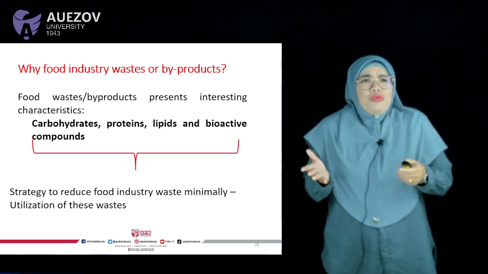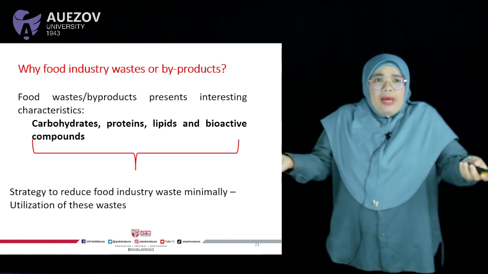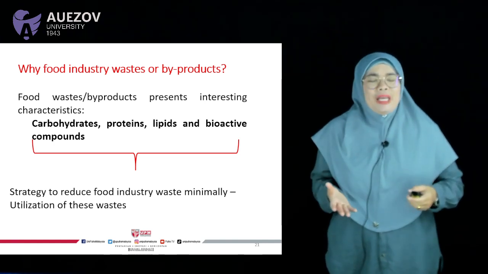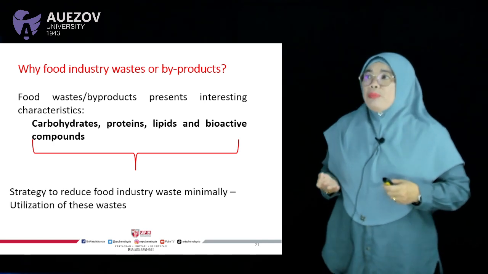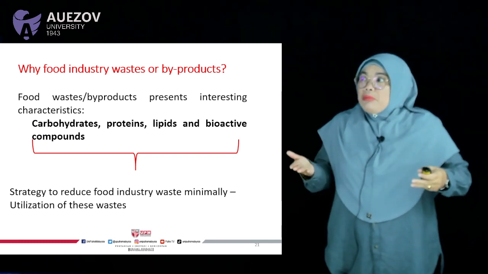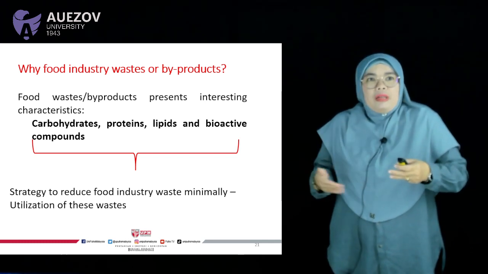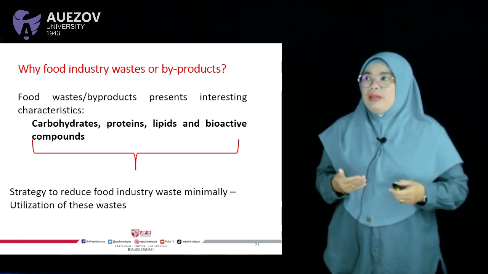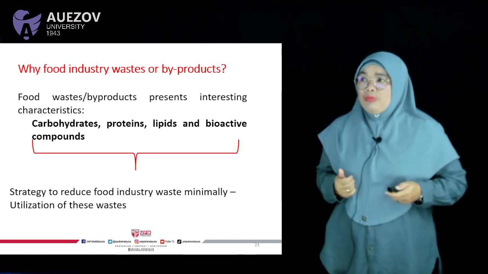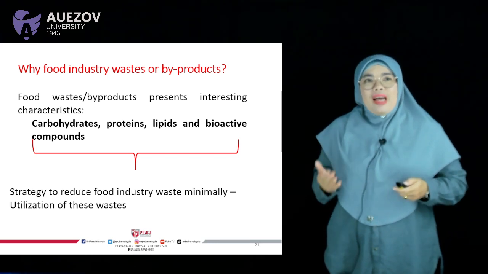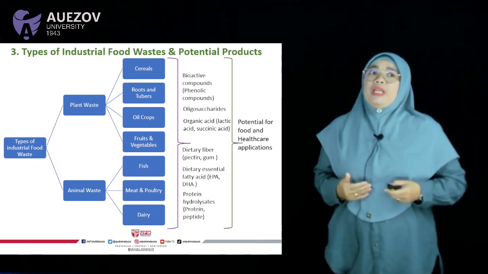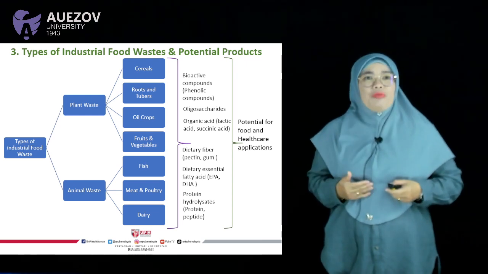Right. So why food industry byproduct? Why do we want to use it back? Why do we want to utilize it? Because these food waste byproducts present interesting characteristics. They have huge amounts of carbohydrate, protein, lipid, and bioactive compounds. So with these interesting characteristics, we can recycle it back, use it back to produce other products. Therefore, we need to strategize to reduce the food industry waste as much as possible. To do that, we utilize the waste. So let's see, before you utilize it, let's understand what types of industry waste there are and what the potential products from this waste are.